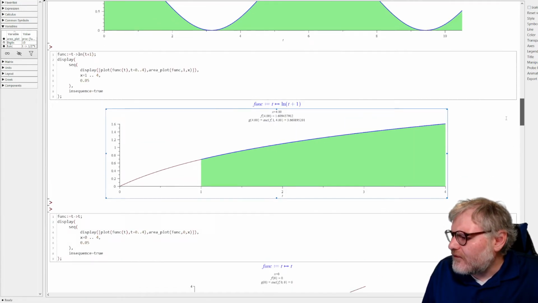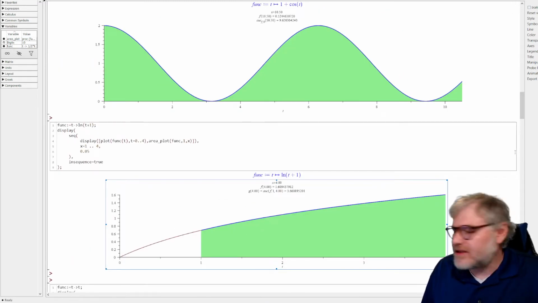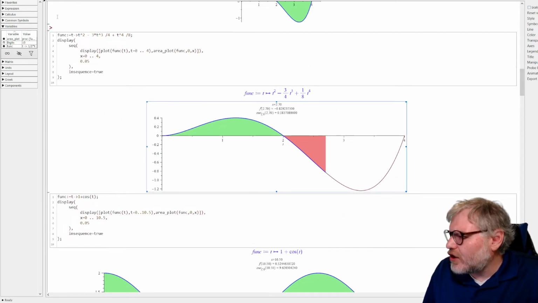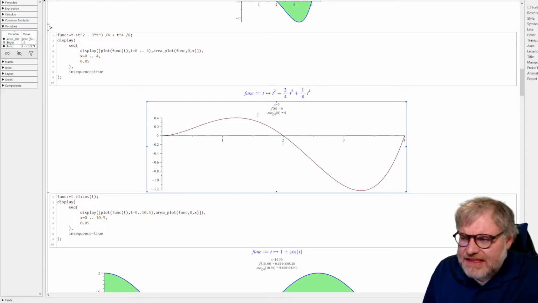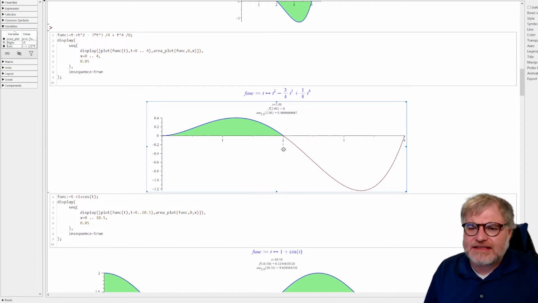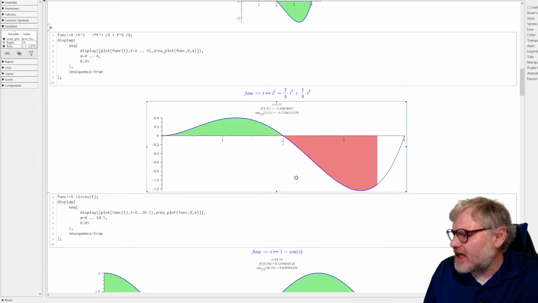Now, if I am above the x-axis, I'm going to accumulate positive area. But if I'm below the x-axis, I'm going to accumulate negative area. So again, here's our function, and my base point is at 0. I hit play here, and I'm accumulating positive area until I get to 2. At 2, the function goes under the x-axis. So now, as I move to the right, I'm going to accumulate negative area, as you can see.